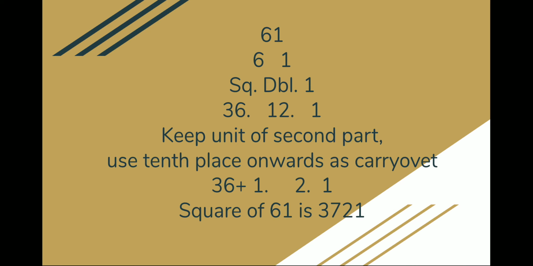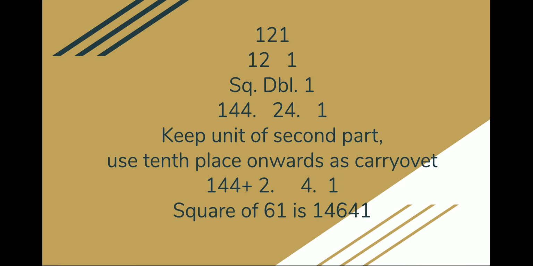Now we'll go for a slightly bigger number, that is 121, 3 digits. Now we'll break it down into two parts. The first part will be 12 and the other part will be 1. Therefore, we will square the first part, that is 12 square, 144. Double the first part, that is double of 12 is 24, and 1 will keep as such. Now of this 24, 2 will go as carryover. Therefore 144 will become 146, 4 will be as such, 1 will be as such. Therefore square of 121 will be 14,641.